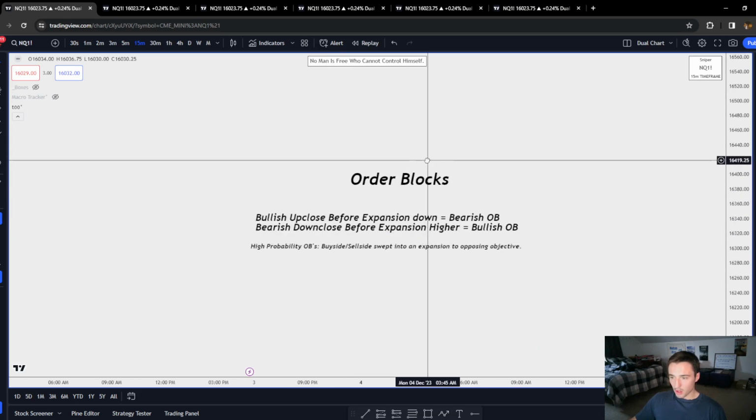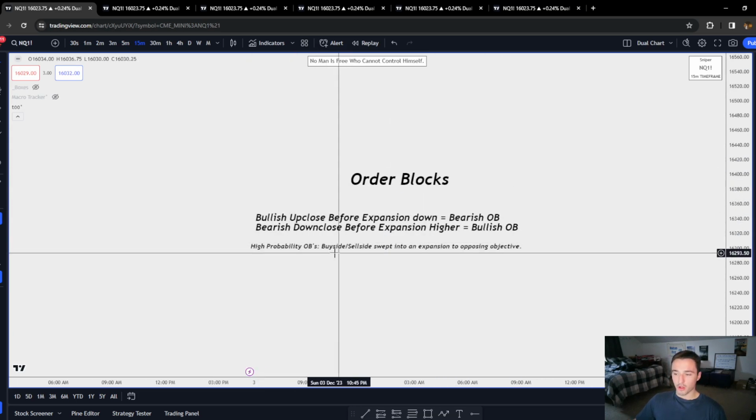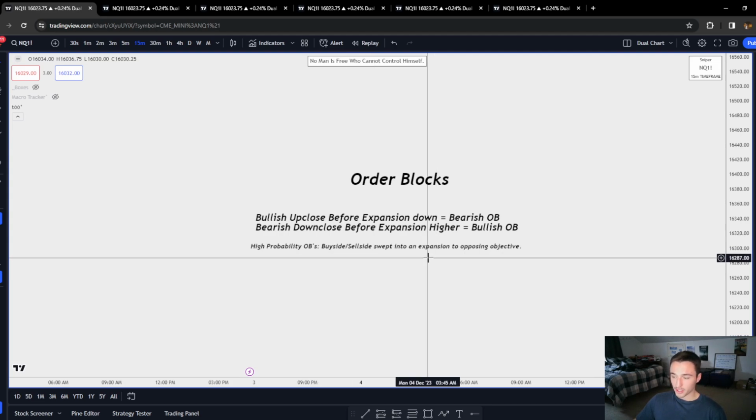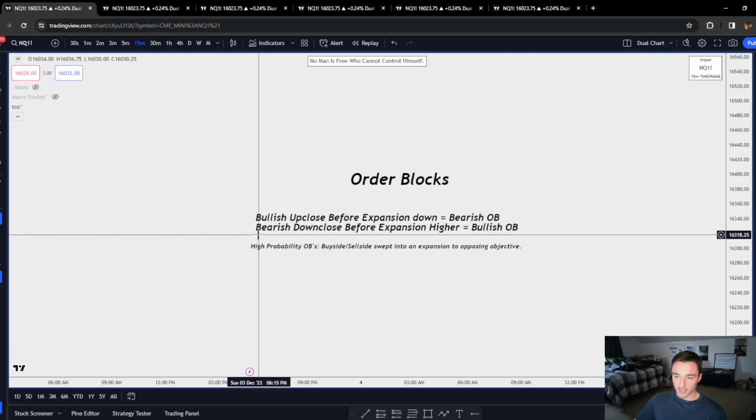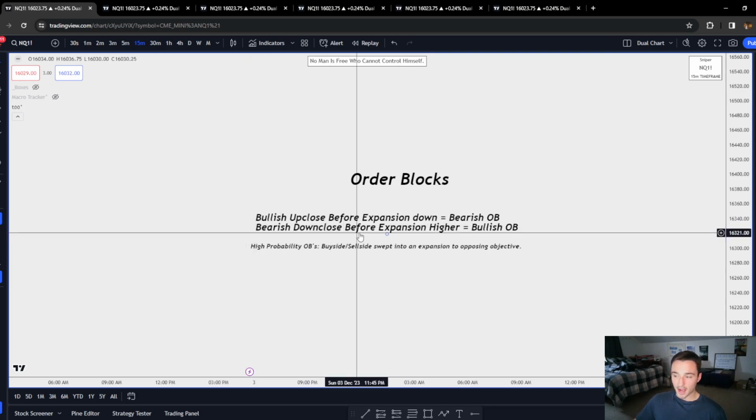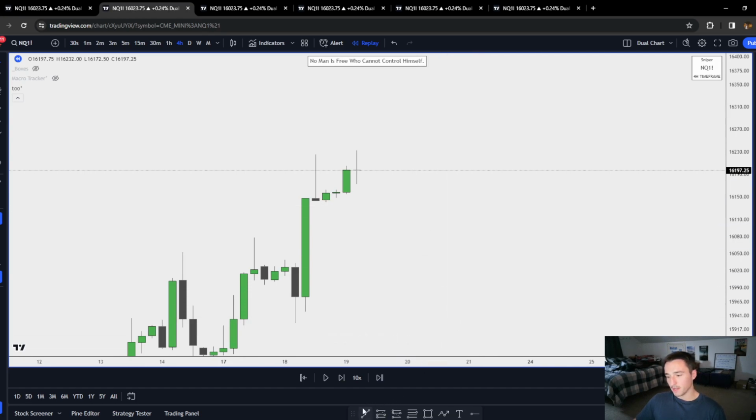So for order blocks, a high probability order block is a buy side or sell side objective swept into an expansion to the opposing liquidity pool. Bullish up close candles before the expansion move down are bearish order blocks, and vice versa, bearish down close candles before the expansion higher are bullish order blocks. So I have 5 examples, all different time frames loaded up already, so let's get right into the video.